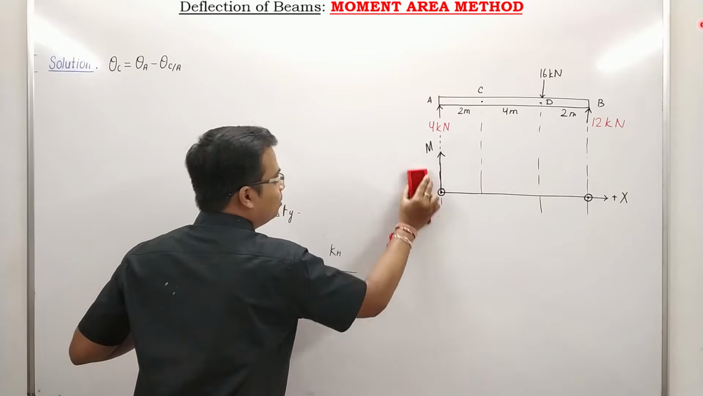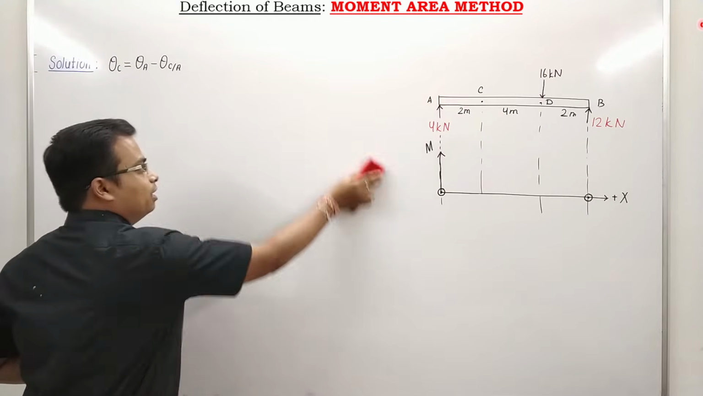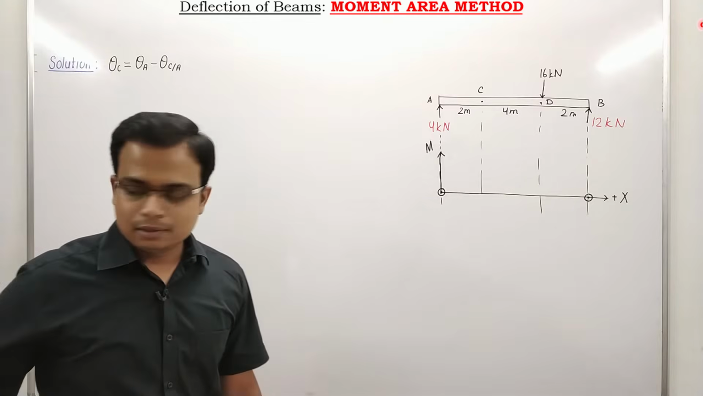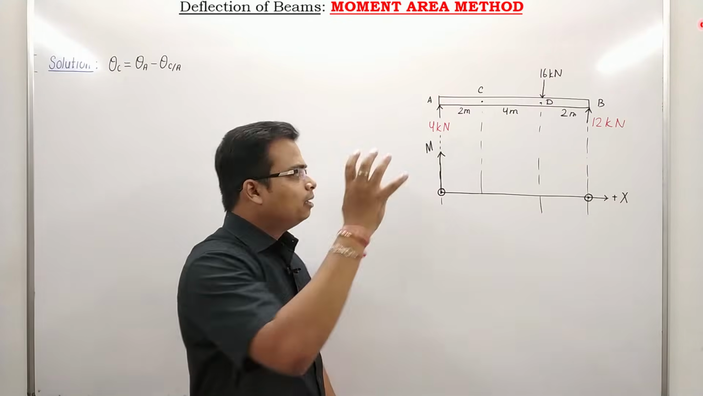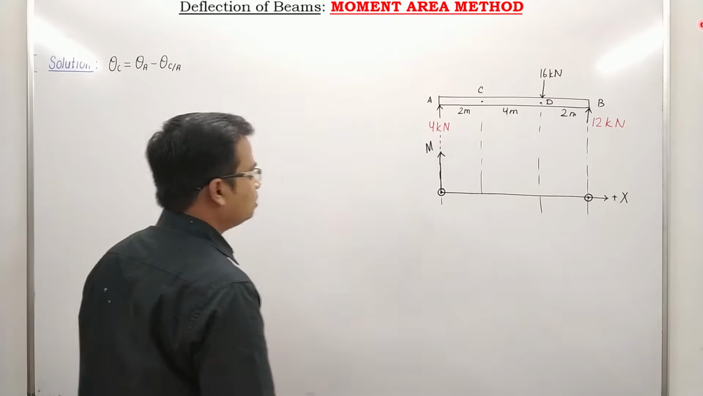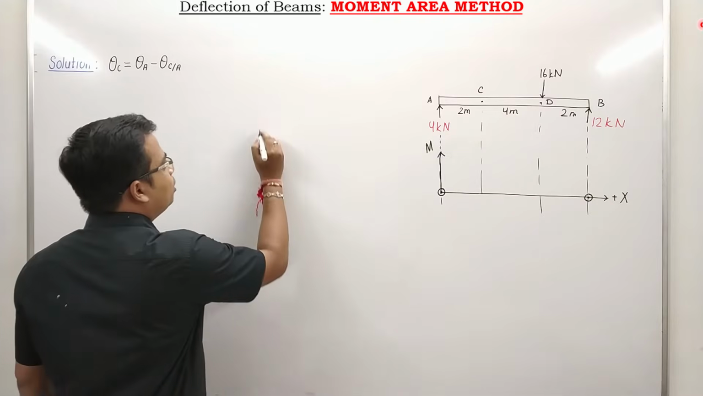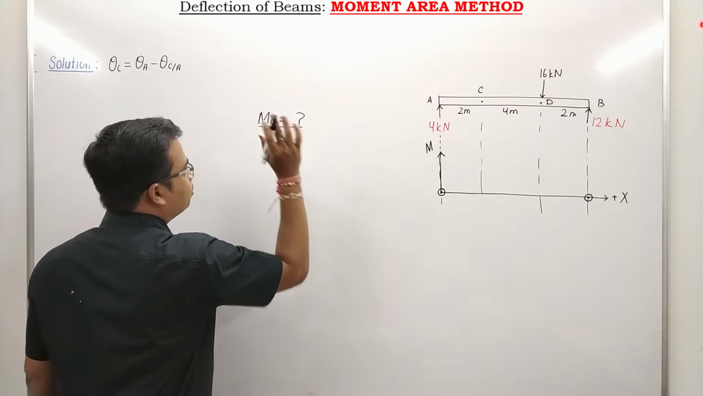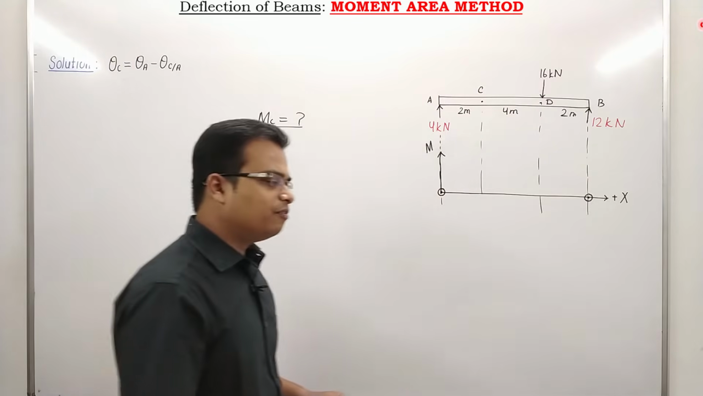Although let me tell you very frankly, if you are into the moment area method, then you should know all of these things. Still, for this particular problem, let's do it in a wholesome manner. Okay, let's say we want the bending moment at C. What is the bending moment at C? How can this be worked out? Let me just show that to you. It's going to be very, very simple.